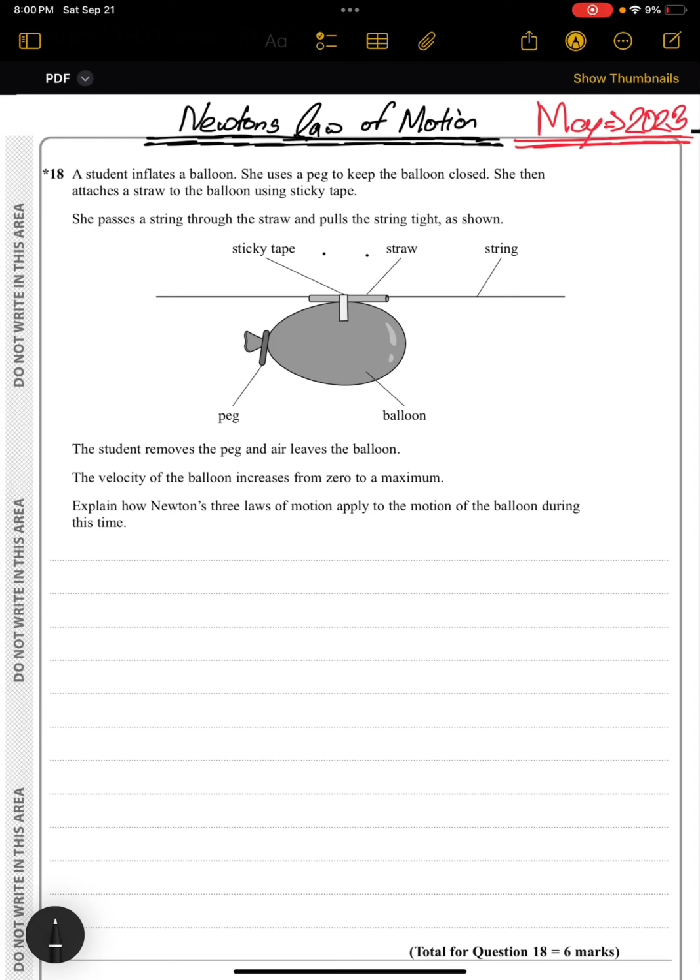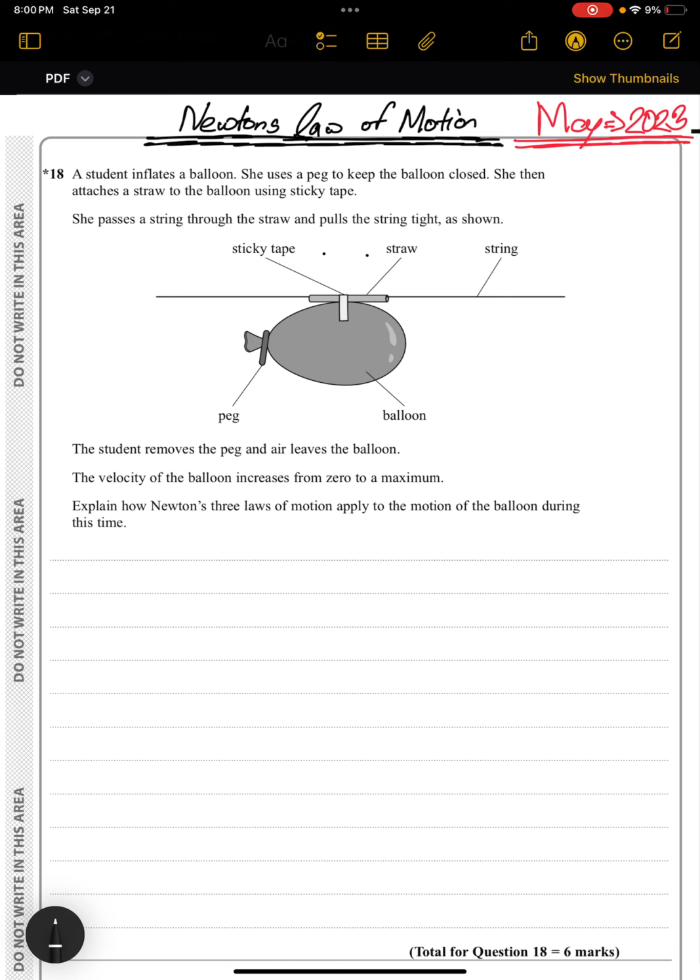Today we will solve a Newton's law of motion question from May 2023. This is a really typical question which more or less comes in every session, but this time, in May 2023, the question was a bit different from the way it comes every time. So let's solve this question and understand how to approach this type of Newton's law of motion question, which is really straightforward, but this time it was a bit tricky. So let's solve it together.